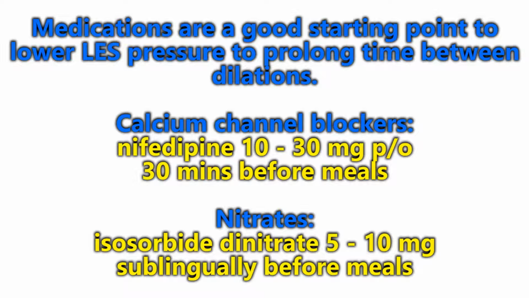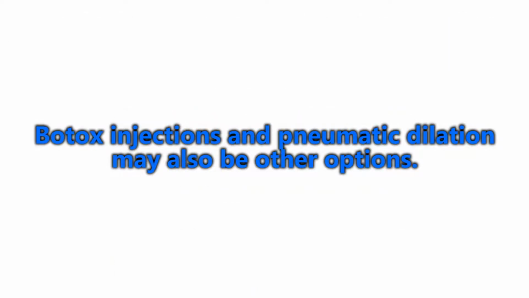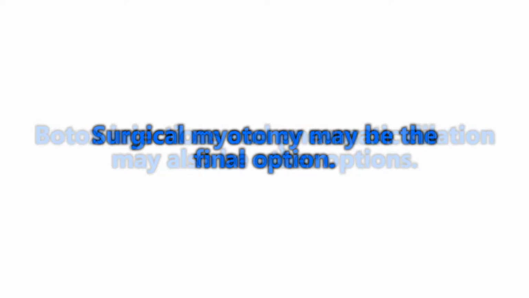So medications of choice would be calcium channel blockers, nifedipine 10 to 30 milligrams, 30 minutes before meals. Nitrates are another option. Isosorbide dinitrate 5 to 10 milligrams sublingually before meals. These both help to lower the lower esophageal sphincter pressure. Other options would include Botox injections, or pneumatic dilation, which is where a balloon is placed and dilates the lower esophageal sphincter. And then finally, surgical myotomy may be the final option.